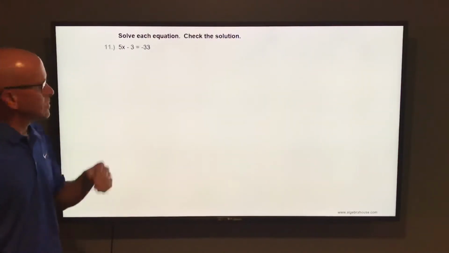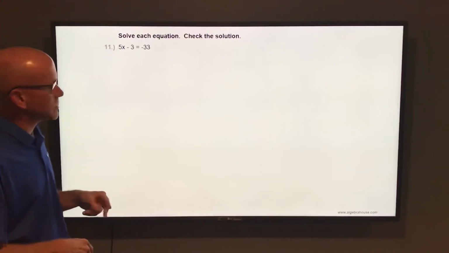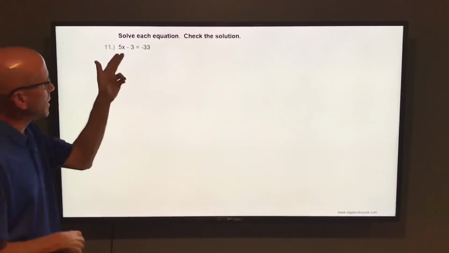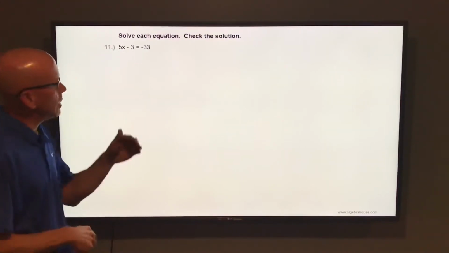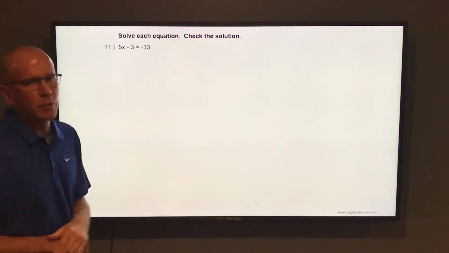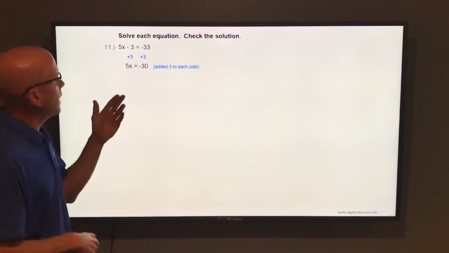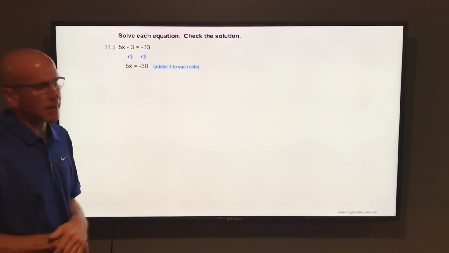To solve this equation, 5x minus 3 equals negative 33, we want to solve this for x, get the x by itself. So we have two things to do. You have to move the negative 3 to the other side, and we have to move that 5 to the other side. So to undo those, do the opposite of what's going on right now. Right now it's subtracting 3, so to undo that, add 3 to both sides. If you add 3 to each side, we end up with 5x equals negative 30.